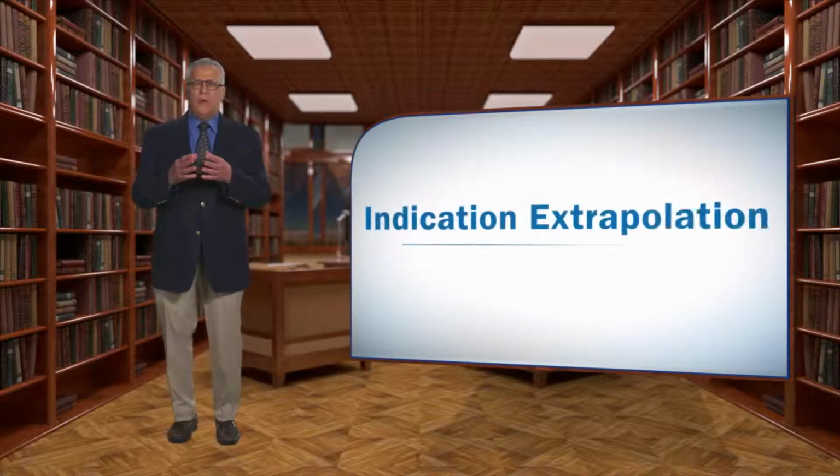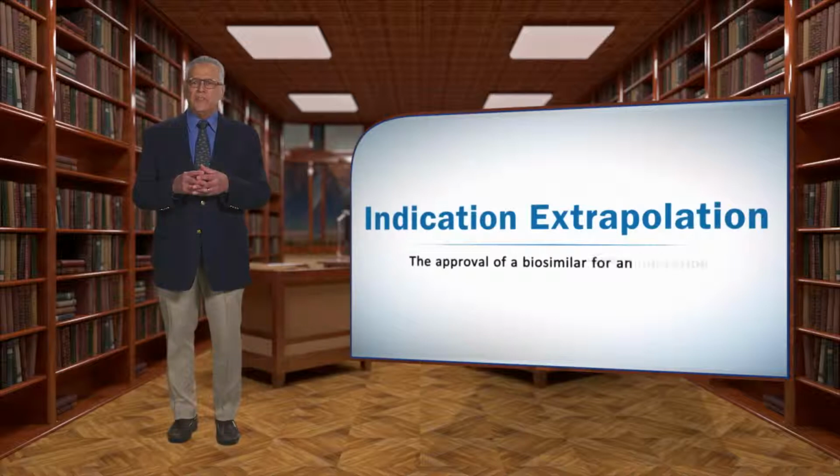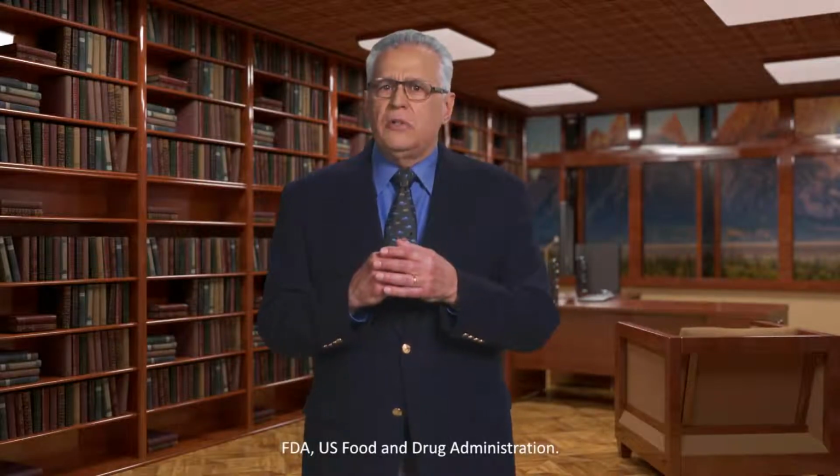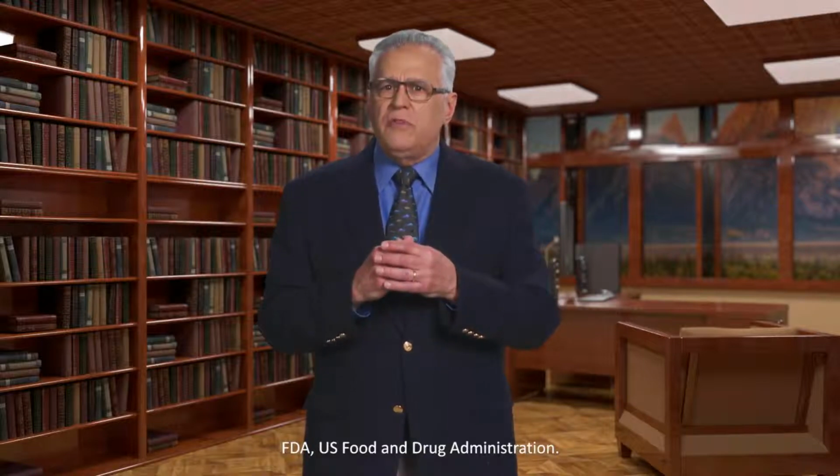Indication extrapolation, or the approval of a biosimilar for a disease which it has not been evaluated in clinical trials, is one of the main reasons biosimilars can be licensed under an abbreviated regulatory pathway. In other words, the FDA might approve a biosimilar for all its reference product's indications, even though the biosimilar's manufacturer has only conducted comparative clinical studies in a single indication.